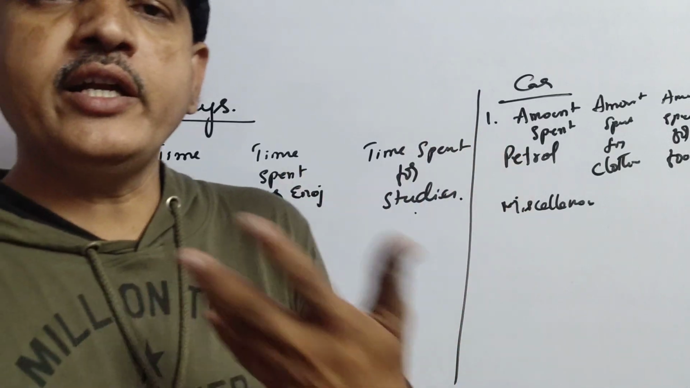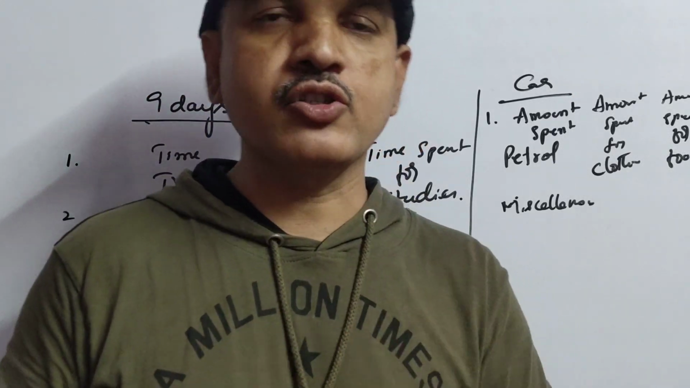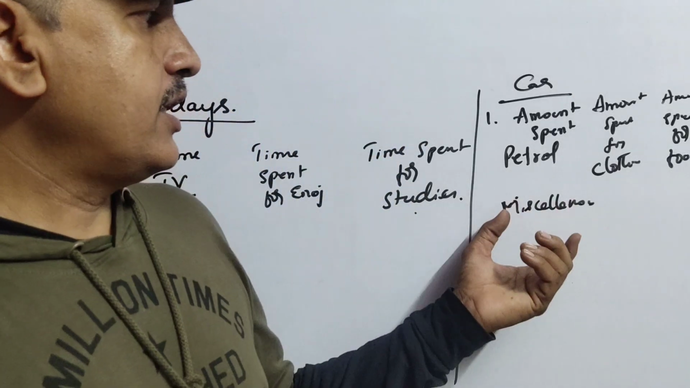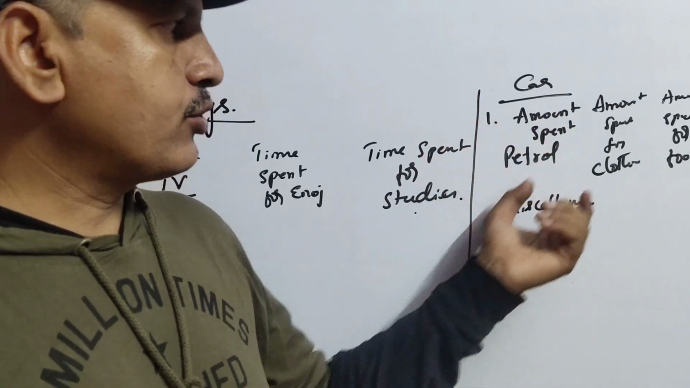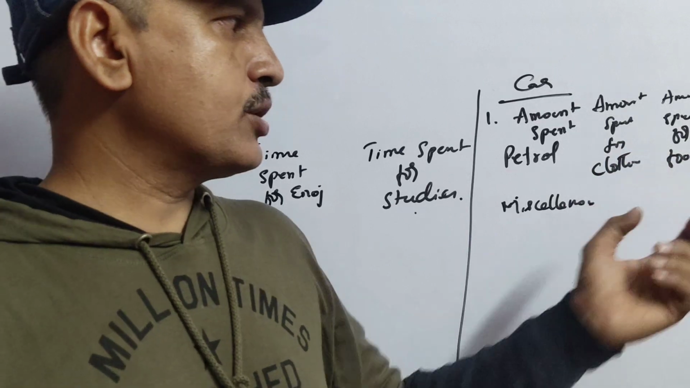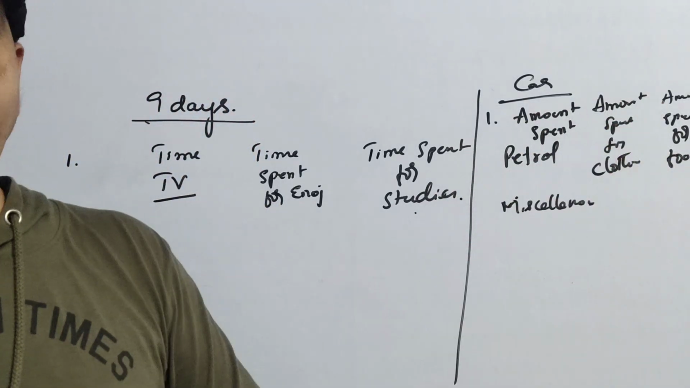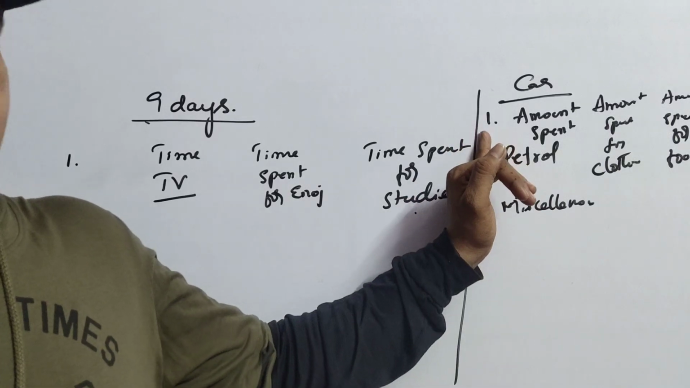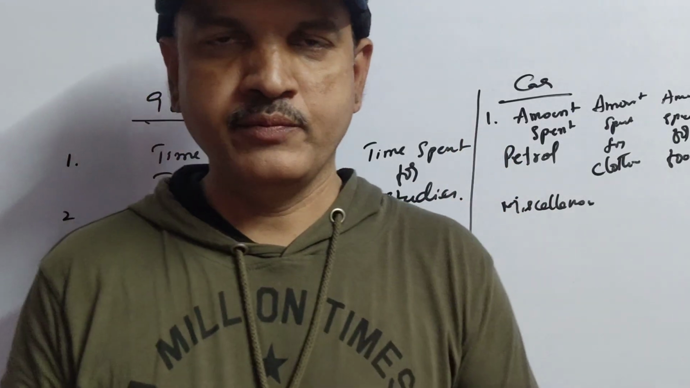If not, however many days you have spent, like 3 days or 4 days or 5 days or even 1 day, no problem. Just send this message to me after writing amount spent for petrol, amount spent for clothing, amount spent for food and miscellaneous. So you prepare 4 columns, and the first column is just the serial number 1, 2, 3 like that. That is day 1, day 2, day 3.